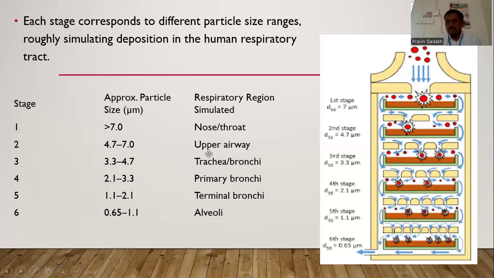After that come the upper airway, then the trachea or bronchi, primary bronchi, terminal bronchi, and after that, the small particles of 0.65 to 1.1 micrometers enter the alveoli. So this is similar to the human respiratory tract, and by using it we can study different microorganisms, or use this air sampler for enumerating the microbial count in the air. Depending upon the surrounding environment, we can use this sampler for different aspects.